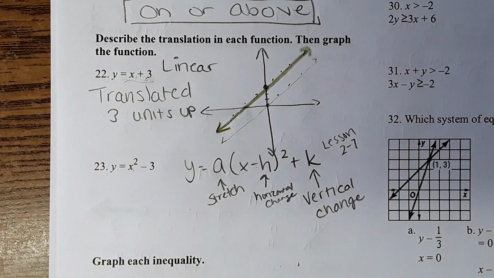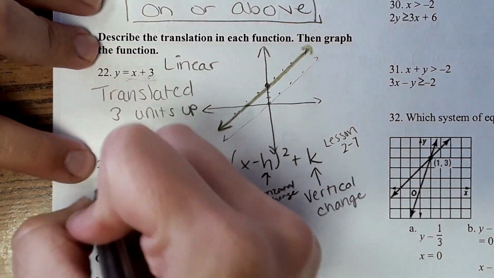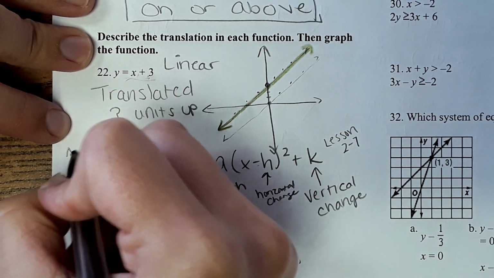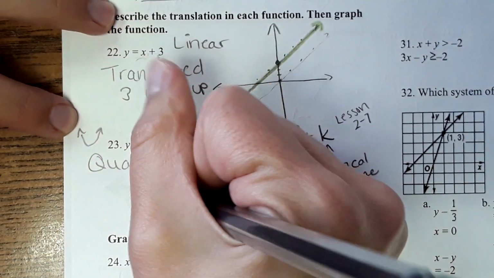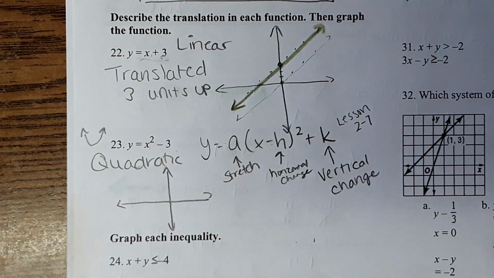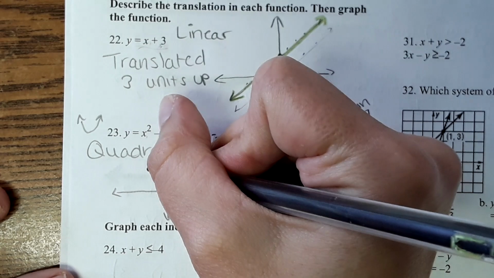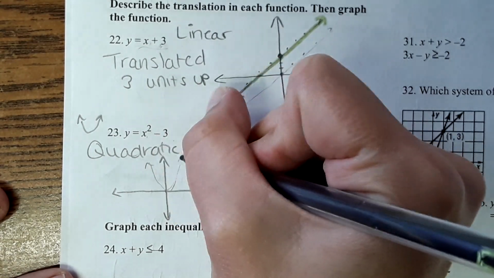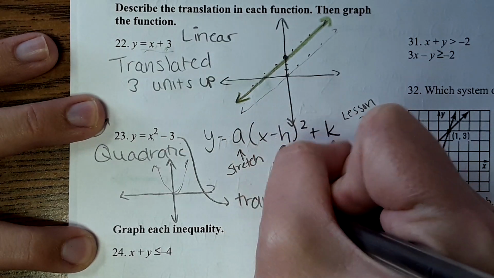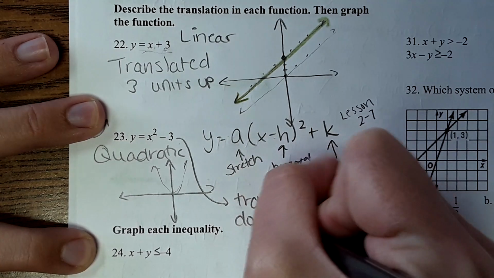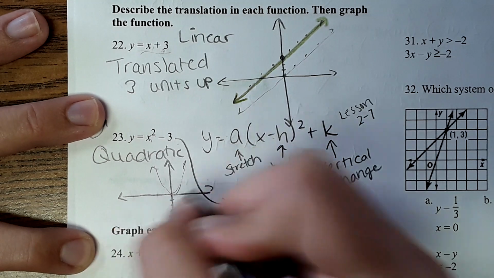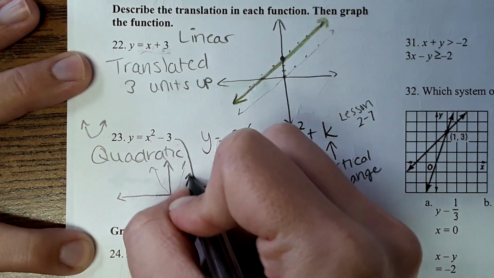So for 23, we have y equals x squared minus 3, so the x squared means that it's a quadratic, which means it would look like this format. And then graphing it, the parent function would just go through the origin and just graph up like this. But this is minus 3, so it's translated 3 units down. Translated down 3 units. So we go down 1, 2, 3. And then it'll just be like this.